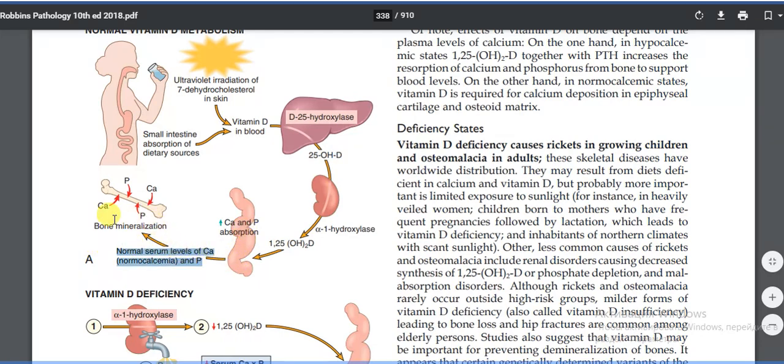And vitamin D also takes part in the mineralization of bones, and mineralization of bones happens with a normal amount of vitamin D.